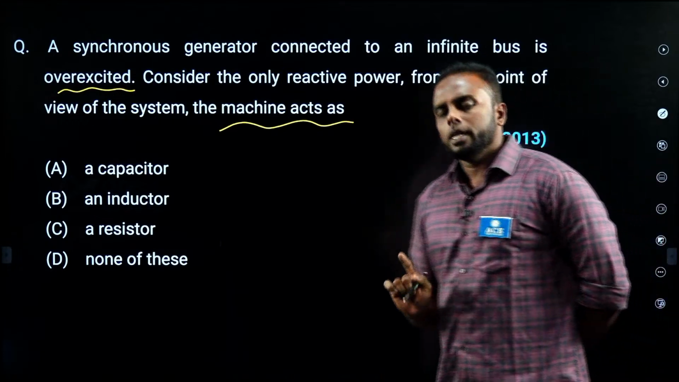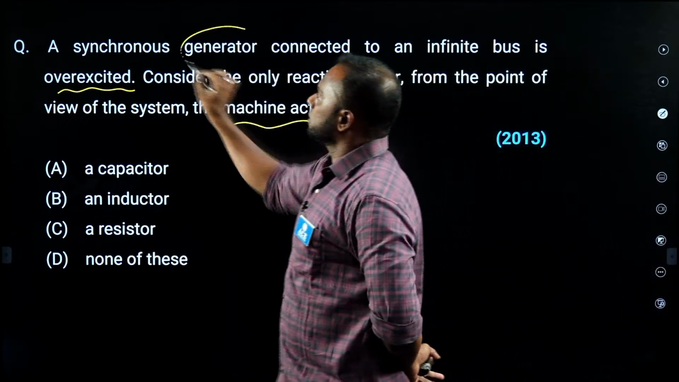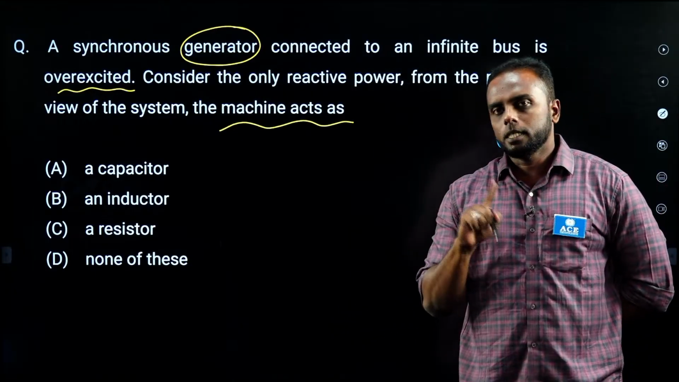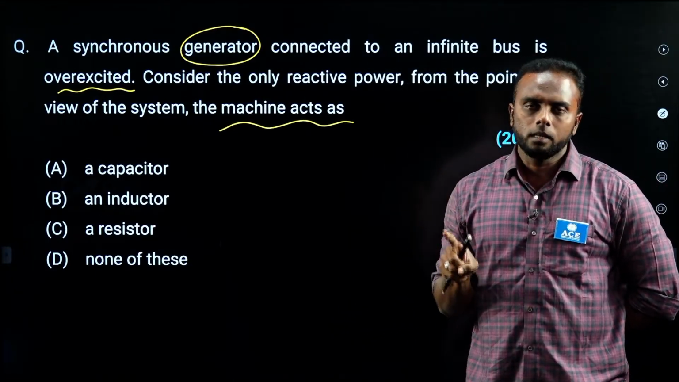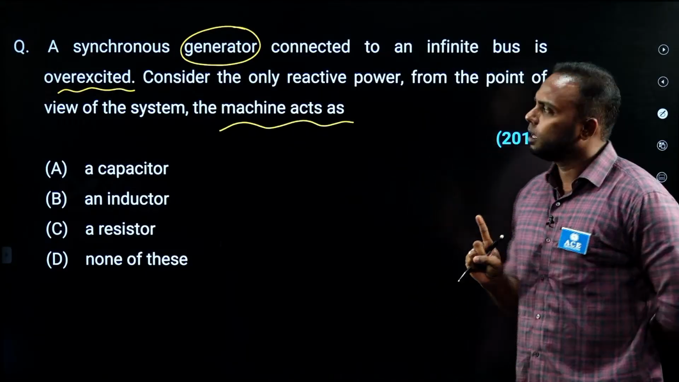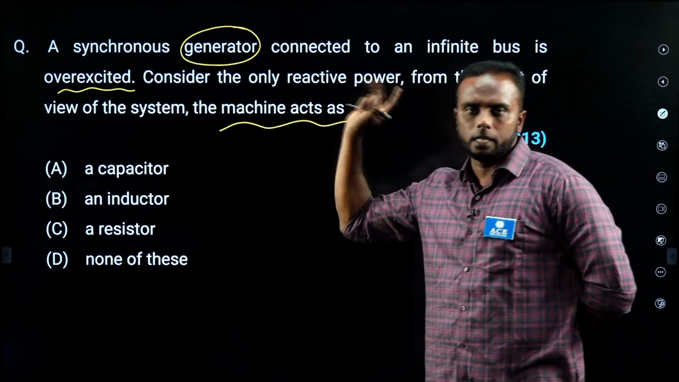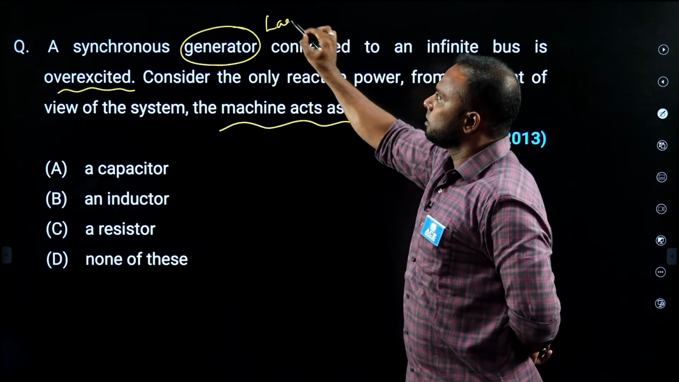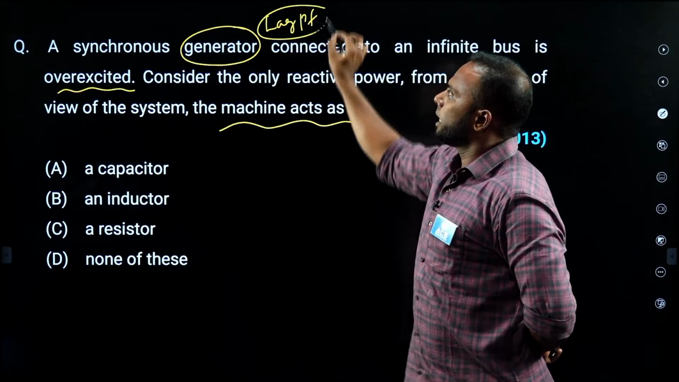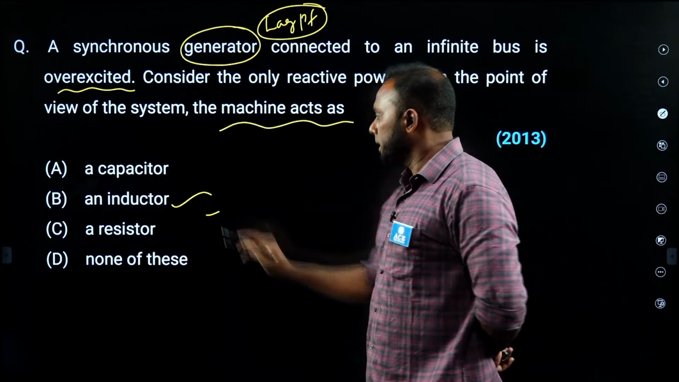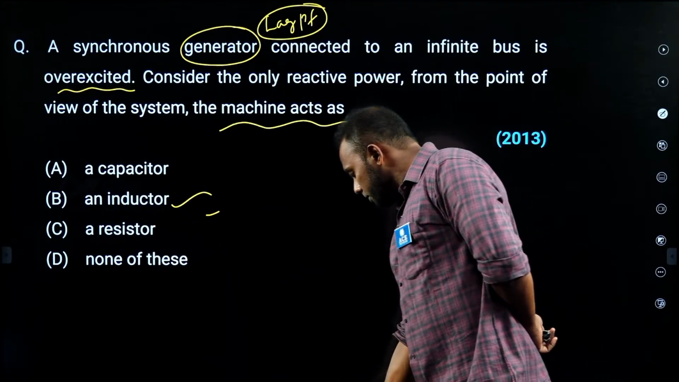See, over-excited synchronous generator. What is the operating power factor? Over-excited synchronous generator always operates at lagging, and over-excited synchronous motor operates at leading. Okay, so over-excited synchronous generator here, it is operating at lagging power factor. Over-excited, lagging means what is the nature of this lagging? Inductive nature, no? So it behaves as an inductor.